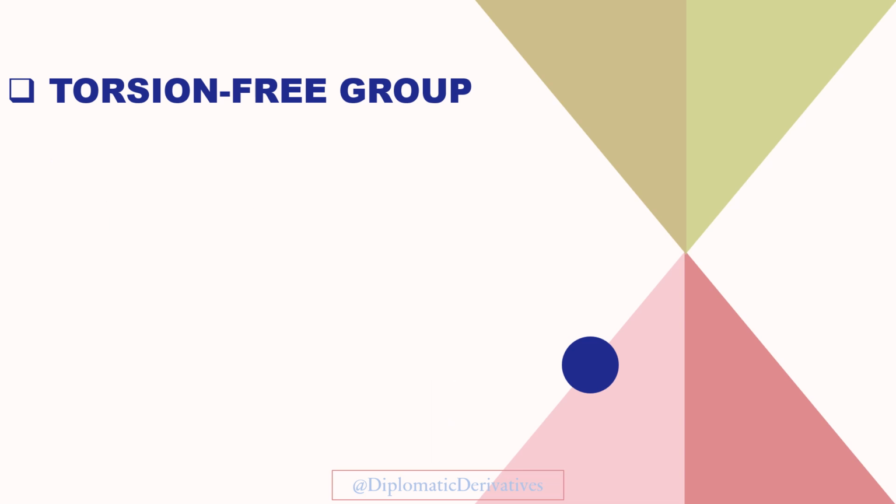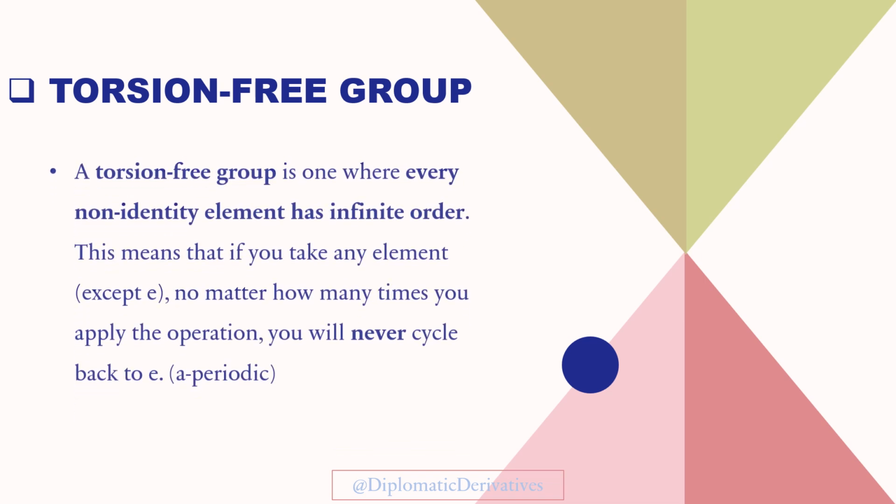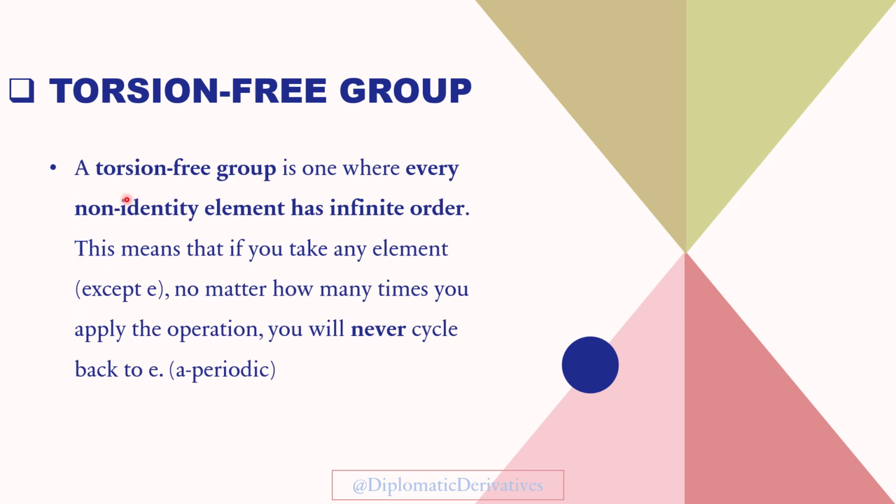Now, with this concept of finite order and infinite order, we have the concept of a torsion-free group. A torsion-free group is one where every non-identity element has infinite order. Therefore, when we keep doing the operation, we never reach e. You will never cycle back to the identity element. Each element has an infinite order, and that group is known as a torsion-free group. Apart from the identity, the rest of the elements have infinite order. This is also known as an aperiodic group, another name for a torsion-free group.